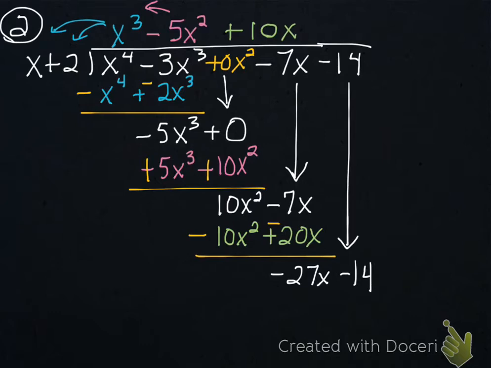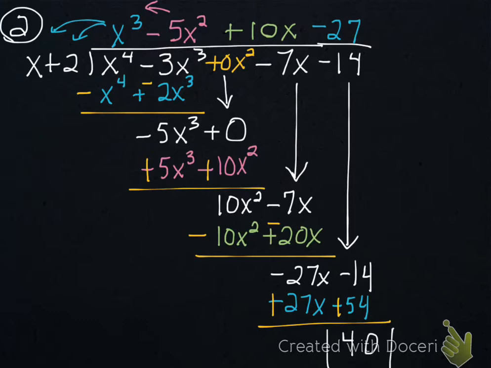Now, what do I multiply x by to get me negative 27x? Well, that's going to be negative 27. Okay, so negative 27 times x is negative 27x. Negative 27 times 2, that would be negative 54. All right, so draw your line, change your signs. My 27x's cancel. Positive 54 minus 14 gives me 40.